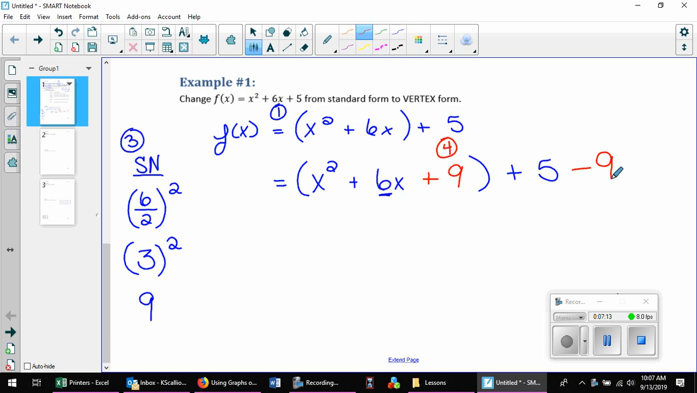Now, why did I add and subtract? Right, I'm not changing any values. I just added 0. All I want to do is keep it the same graph, the same everything. So I have to add 0 to it. Does that make sense? Positive 9 plus negative 9 gives me 0. I'm just changing the way it looks. Okay, step 5.